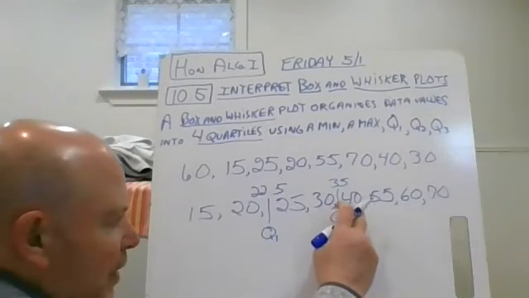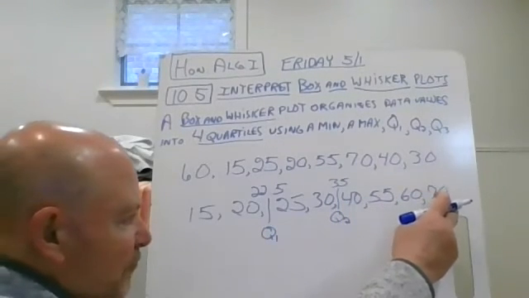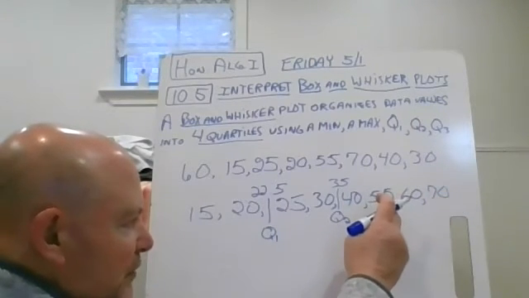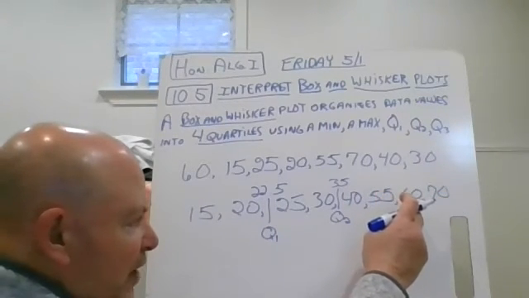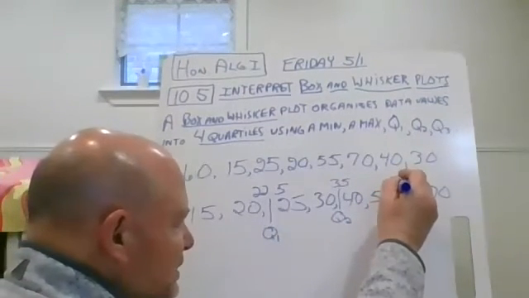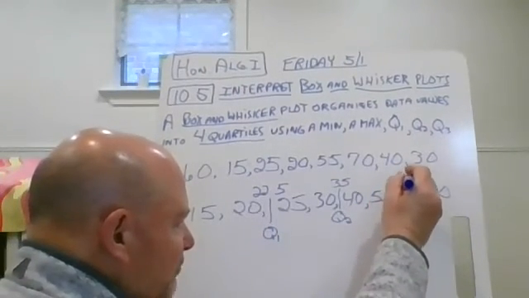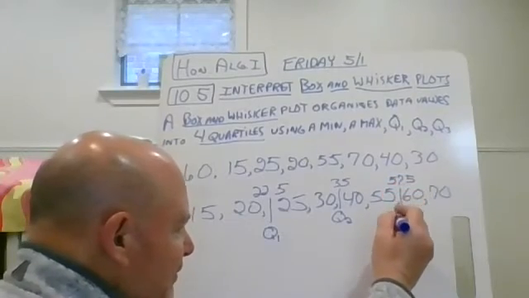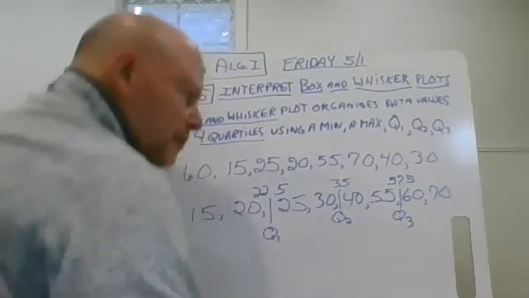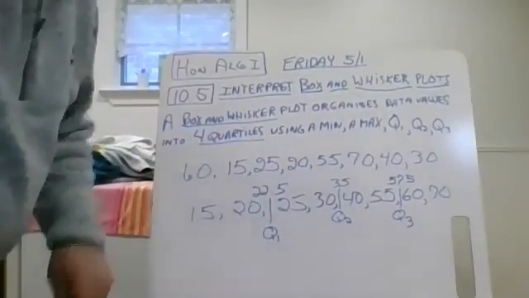Then you take the upper half from 40 to 70, those 4 values. The 2 middle ones are 55 and 60. So you get 57.5. And that's Q sub 3. Okay?